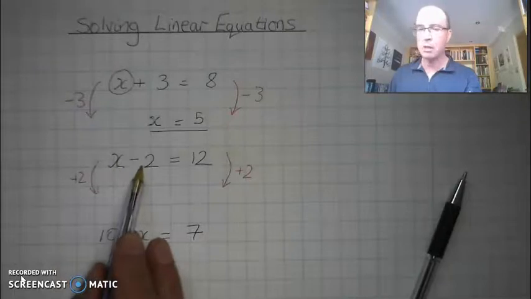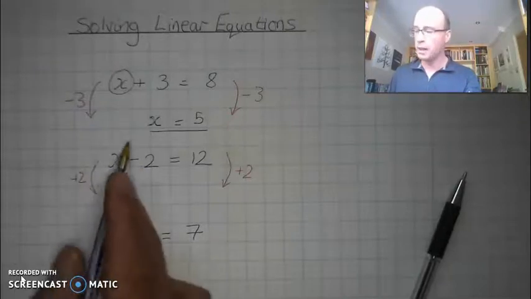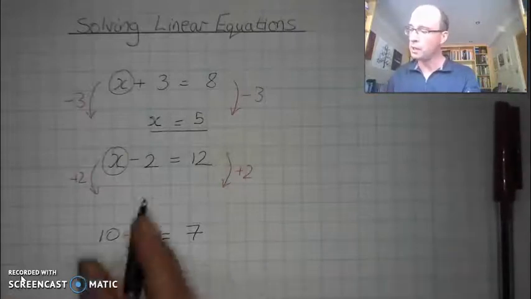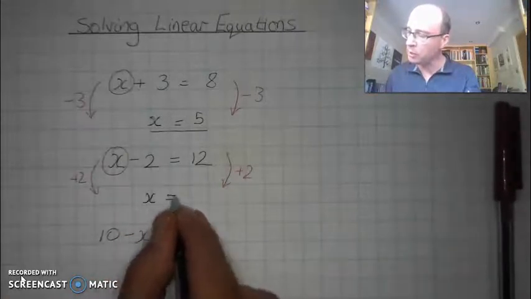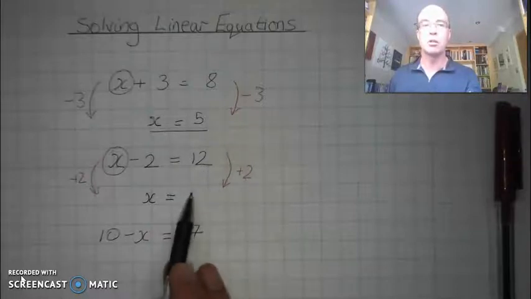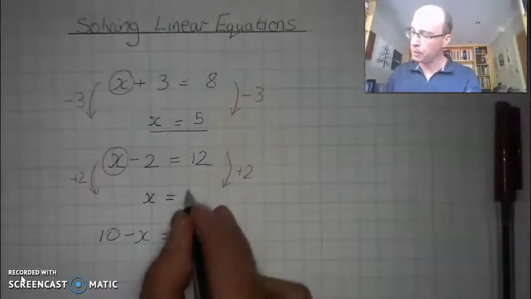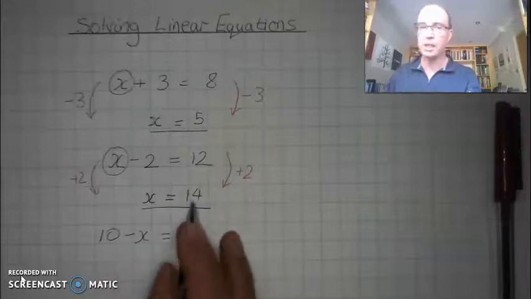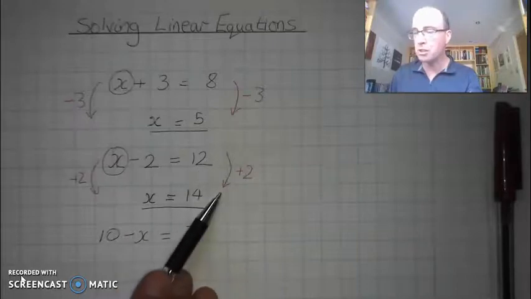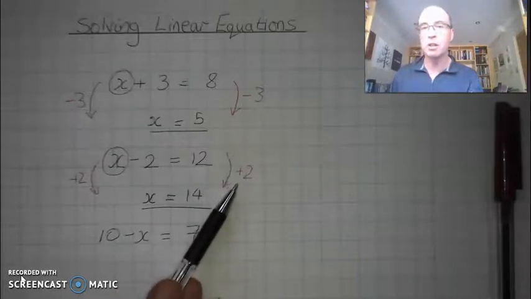Of x take away 2 and I add 2, that's just going to leave me with my x, so I can write that in. I've got x is equal to, on the right hand side I've got 12 and I'm adding 2, that's going to give me 14. 12 plus 2 is 14, underline it because I've got my final answer. Don't forget on the right hand side to do the plus 2.